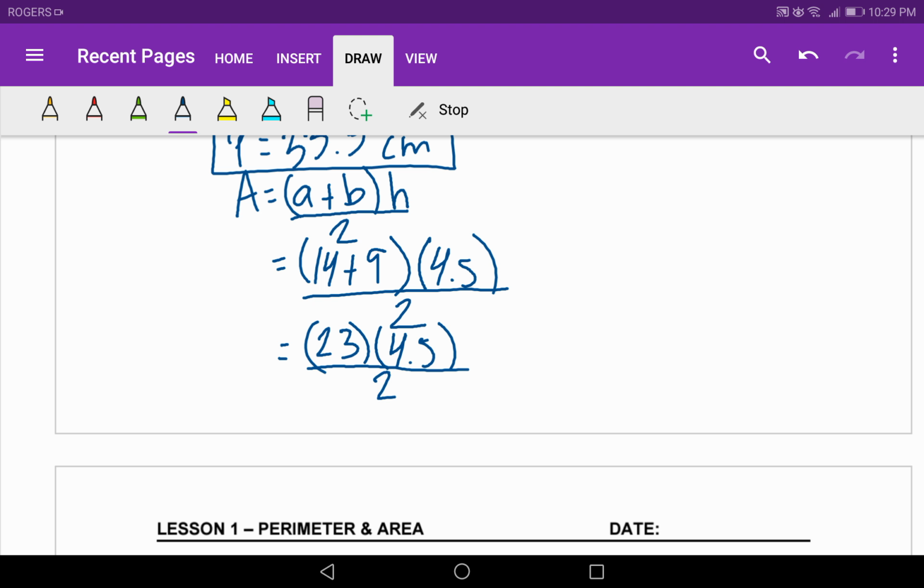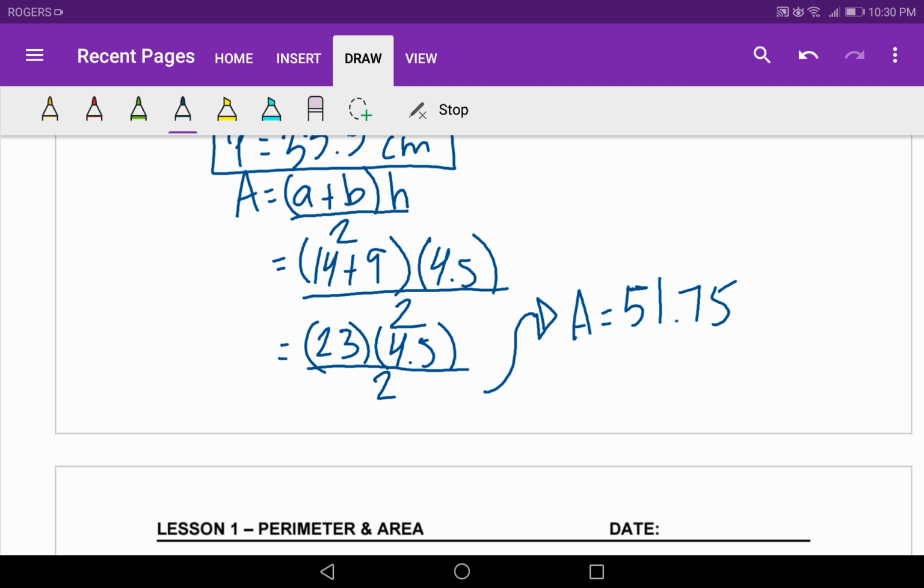So on your calculator, you would press 23 times 4.5, hit the equal sign, then press divided by 2. I'm just going to put what it equals here. Area equals, and again, I'm going to do 1 decimal place. And actually, this brings up a great point. You end up getting 51.75.